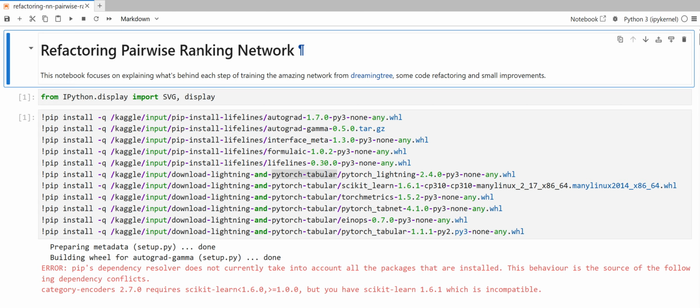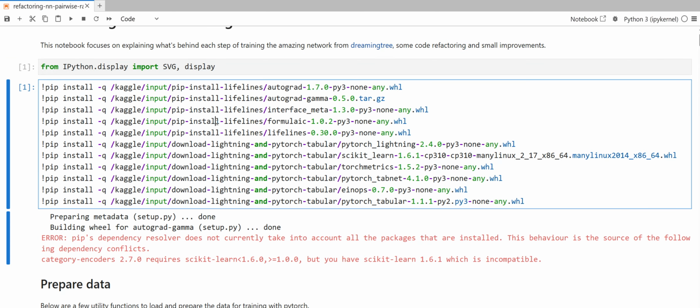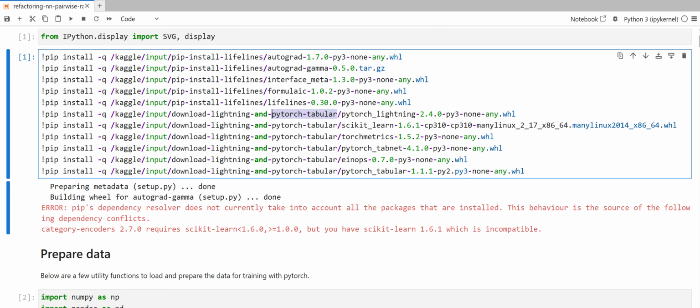First things first, we gotta get our tools ready. We've got a bunch of pip install commands here. It's all about making sure we have the exact right, compatible versions of everything, especially for things like PyTorch Tabular that we'll be using later.